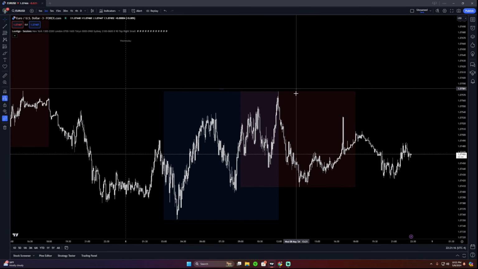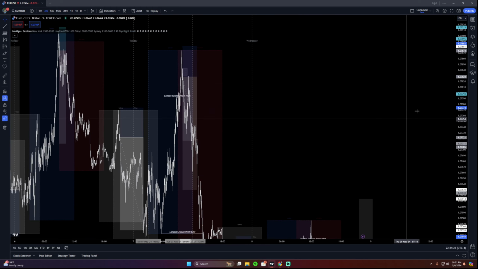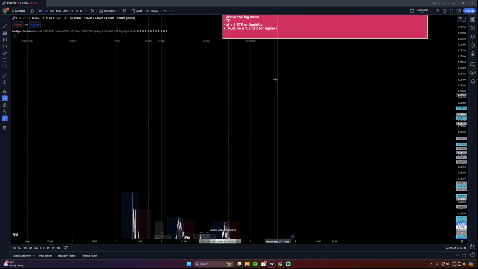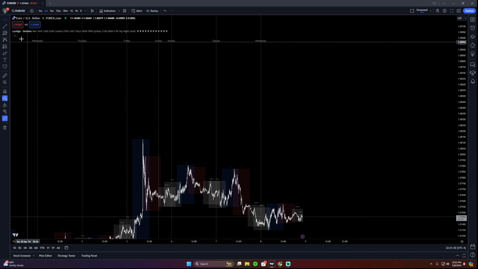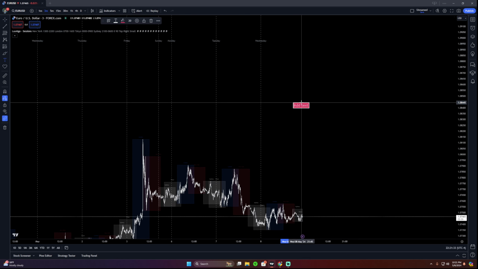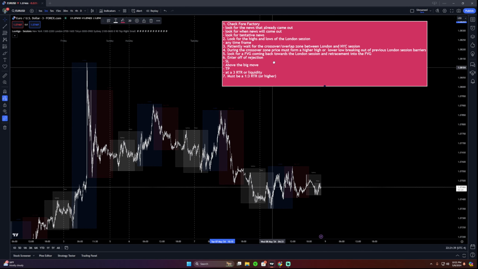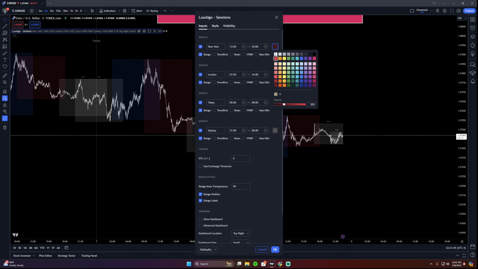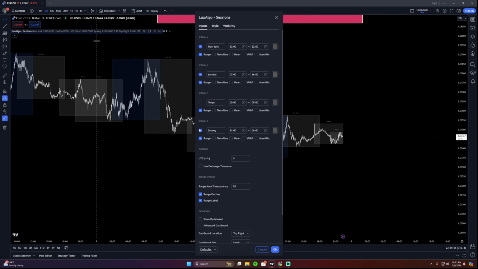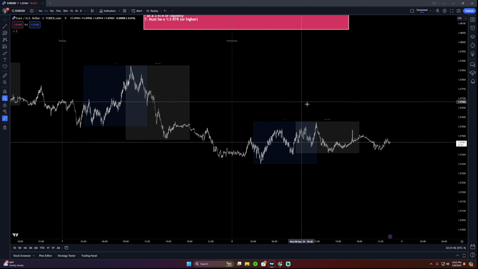So, new trading strategy alert. Yippee doo! New trading strategy alert. Here's the strategy. Let's look into it. So, let's lock into the strategy, boys.